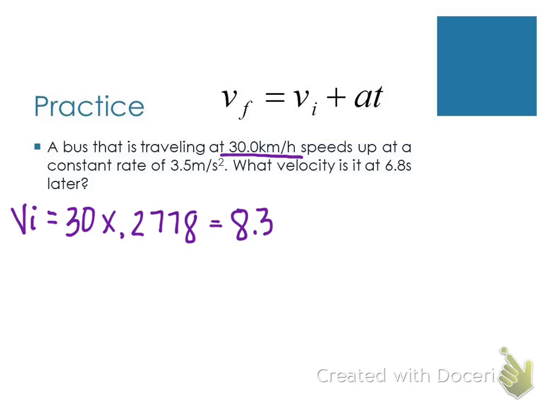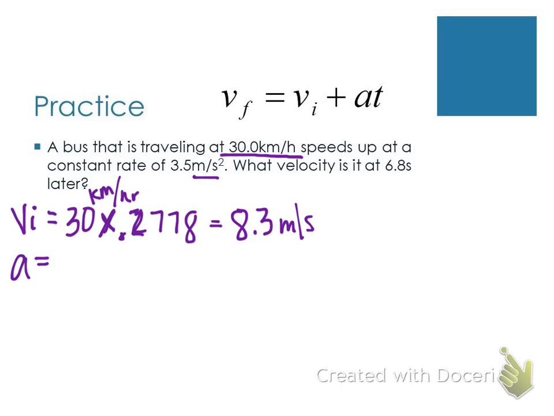30 times, what is it? Times 0.26. I am just showing the shortcut for going to meters per second from kilometers per hour. It started in kilometers per hour, and I need it to be in meters per second. Now this one is in meters per second, which is what we want. The reason we had to convert is that our acceleration was given in meters per second squared.